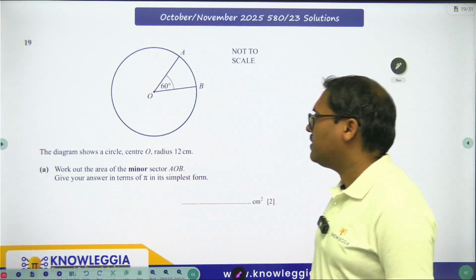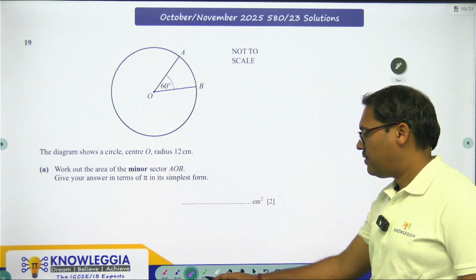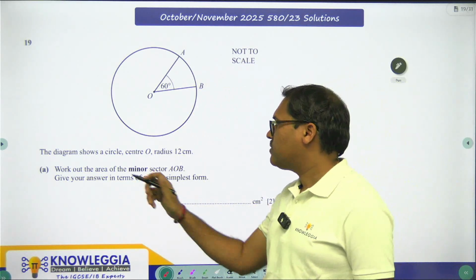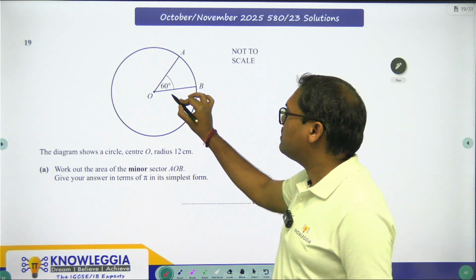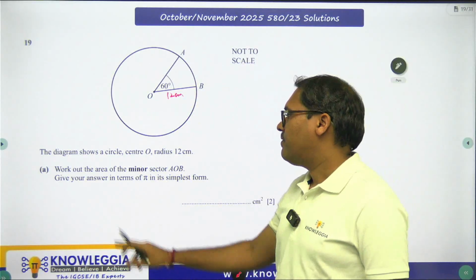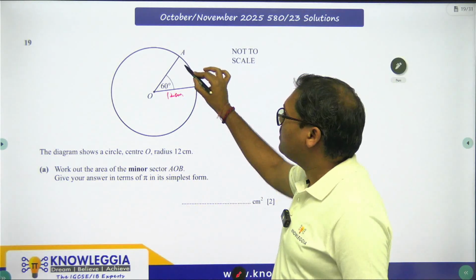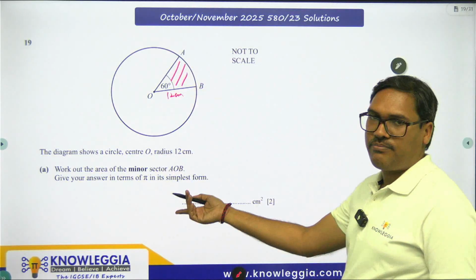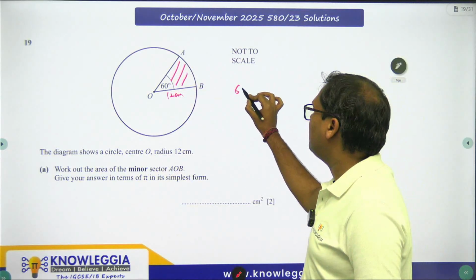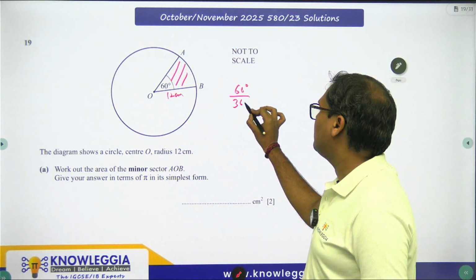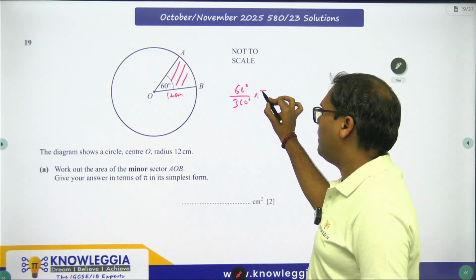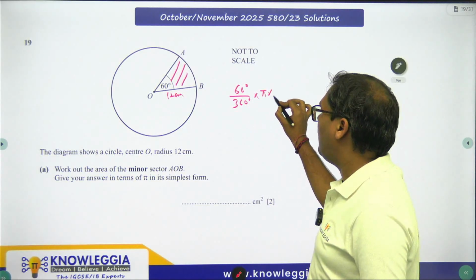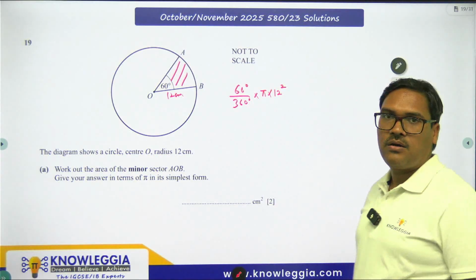Now let's move to the next point. The question is here on the sector. The diagram shows a circle of radius 12 centimeters. So this radius is 12 centimeter. Work out the area of minor sector AOB. You have to find the area of this minor sector. Correct? In terms of pi. So what is the area of sector? Theta upon 360 into pi r square. I hope this is clear.